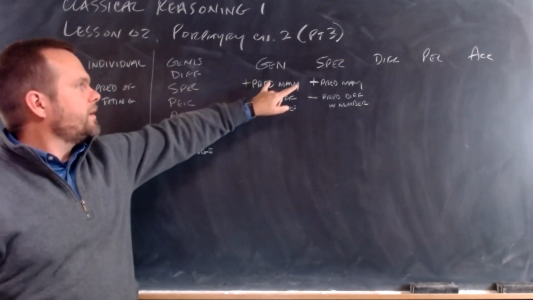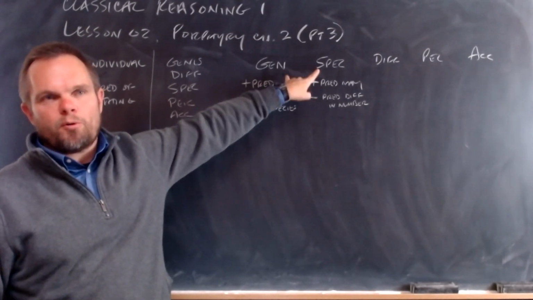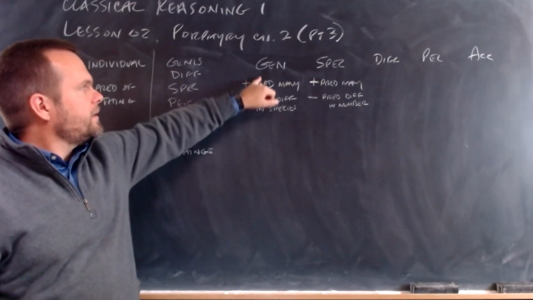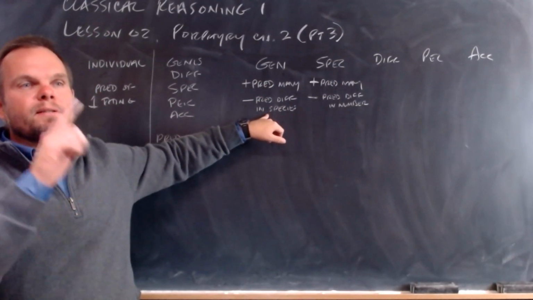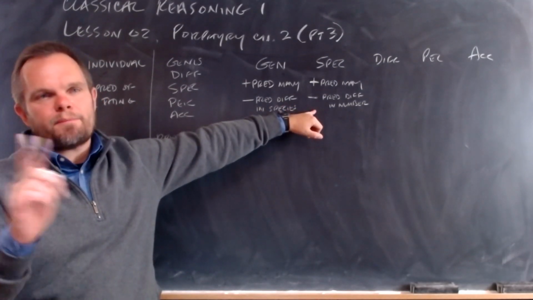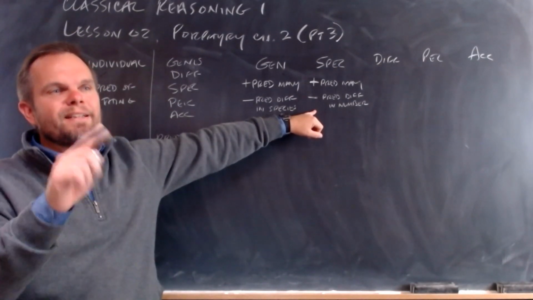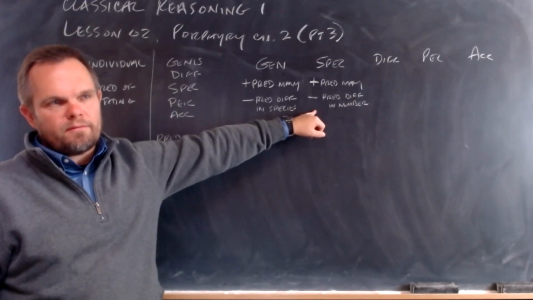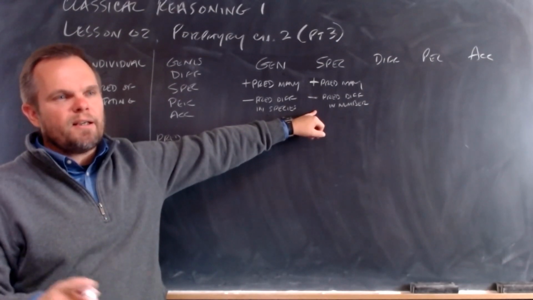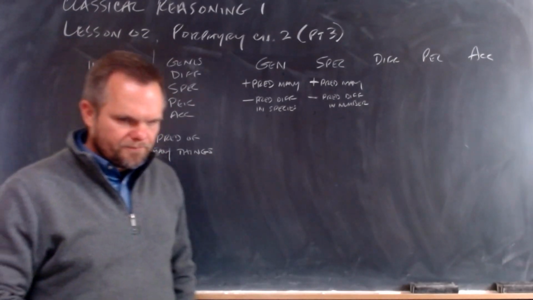He's just saying these two, we're going to take genus and species. What do they have in common? They're both predicated of many things. What's different between them? Genus is predicated of many things differing in species. Remember that? Species is not predicated of many things differing in species. Species is predicated of many individual things, not of things differing in species. Species is predicated only of things that all have the same, or all of the same species. Okay?